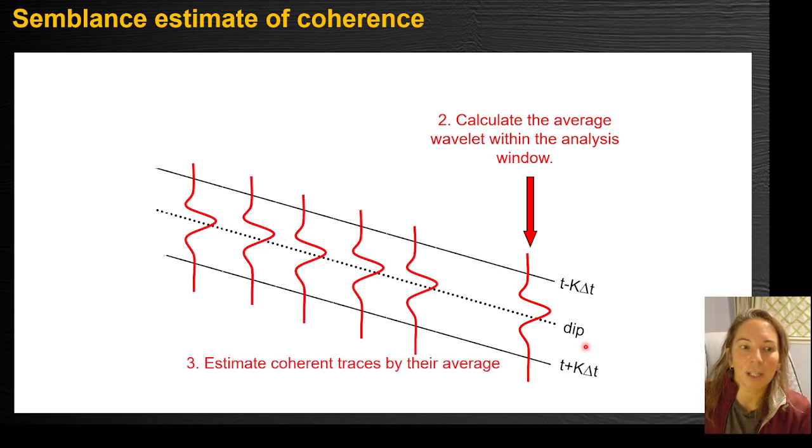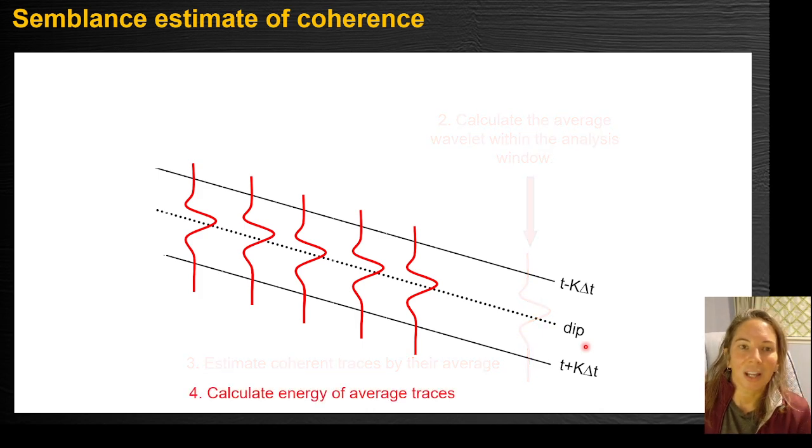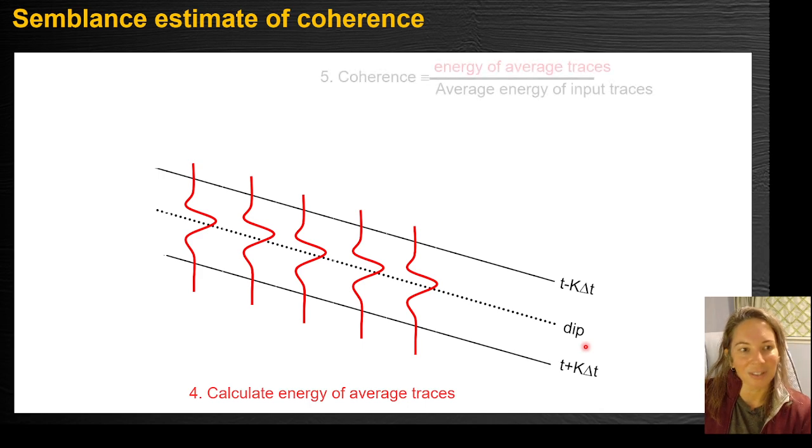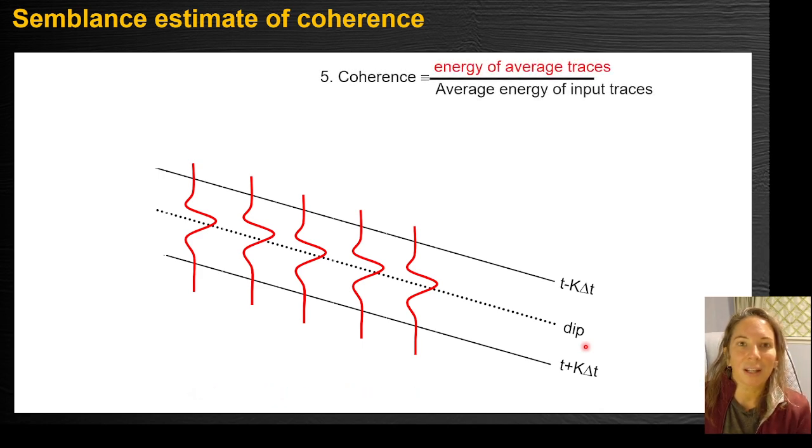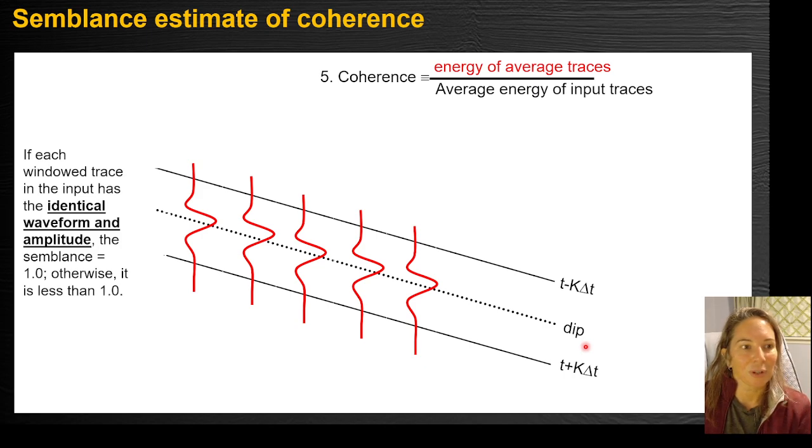After that, you want to estimate your coherent traces by their average. So you're kind of subbing it back in. And then you want to calculate the energy of the average traces. And so what you end up getting at each of these is a coherence, which is the energy of the average traces over the average energy of the input traces. If you have an identical waveform and they're very similar to each other, right next to each other, your coherence or your semblance is 1. And if it's not, then it's less than 1. And that means there's a little bit of a difference between them.